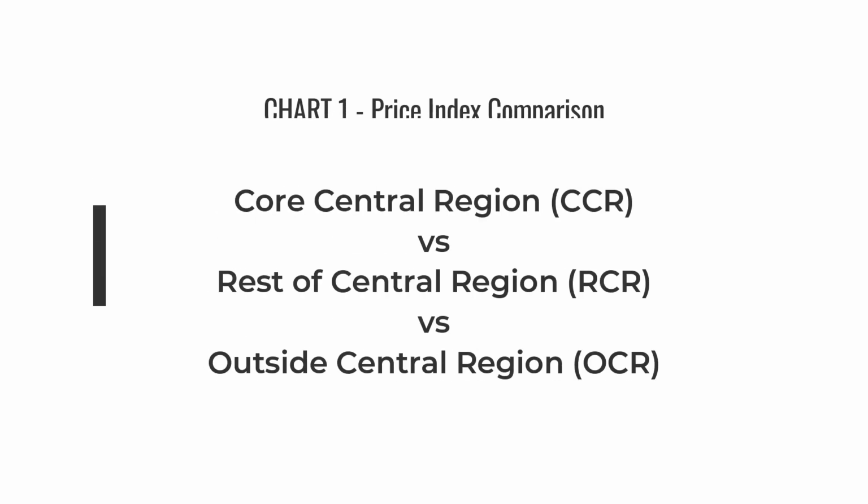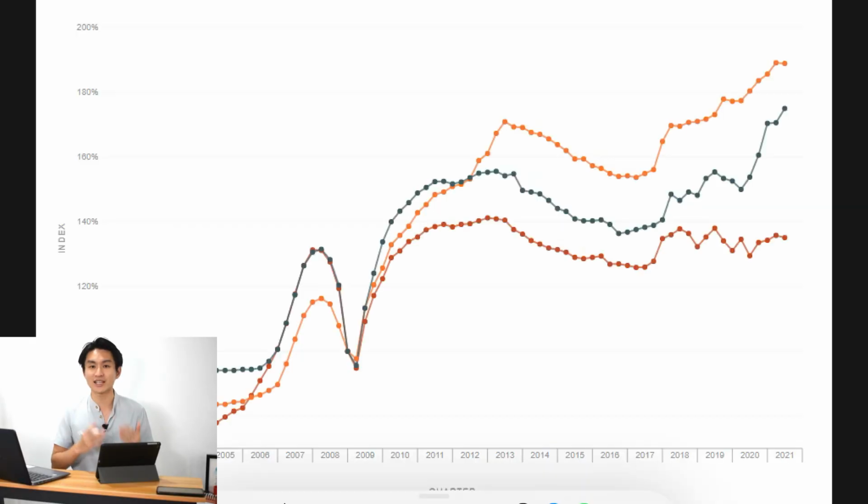With that in mind, the first chart I want to bring your attention to is the comparison between market segments. This is a very important comparative chart that actually graphs the price index of these three segments and shows how they compare with each other. Let's take a look. So the red line here is the CCR, the dark blue is the RCR, and in orange you have the OCR.